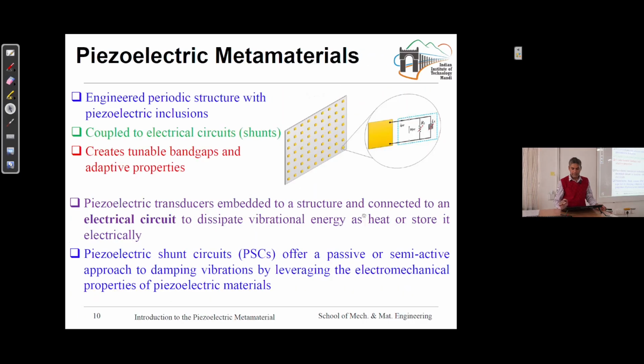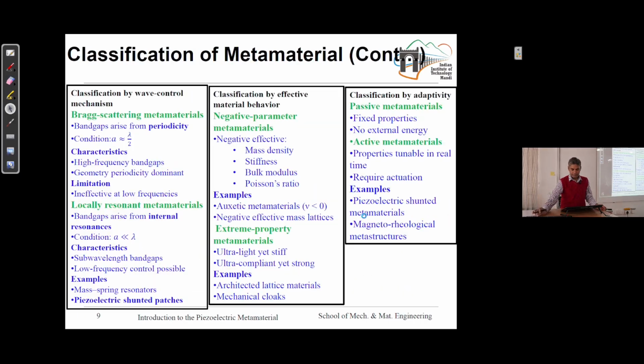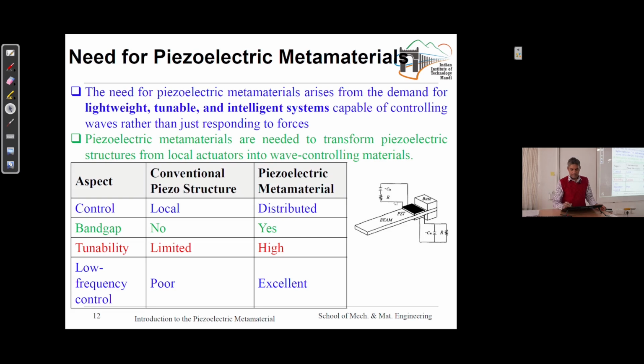So you can see this figure. Actually, this figure is the so-called conventional piezoelectric structure, and this is based on the metamaterial. So we have a band gap here. There is no band gap there. That is, we cannot remove a range of frequency, but here we can have limited tunability. We can have high and low frequency control, and excellent performance. So actually you can see here.